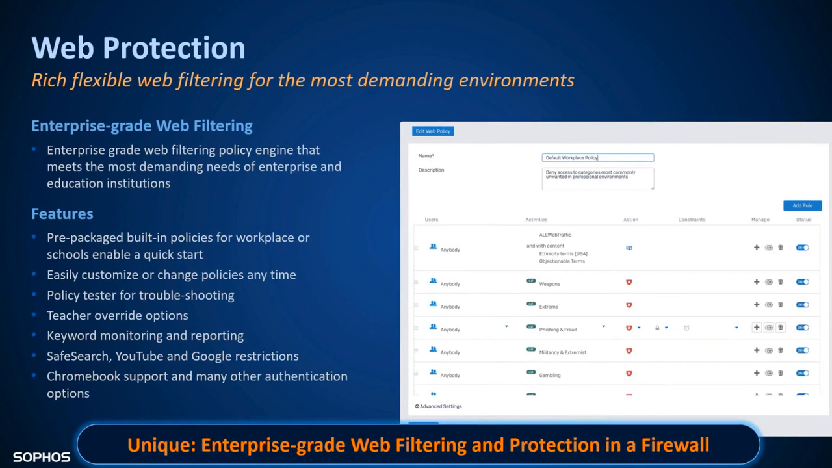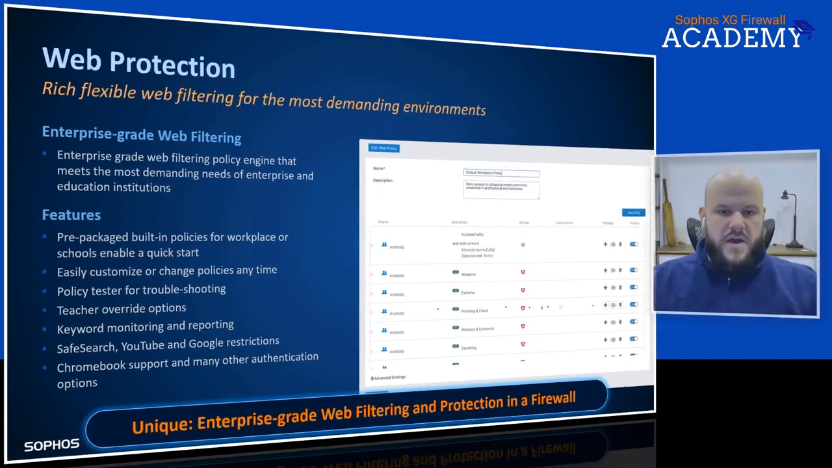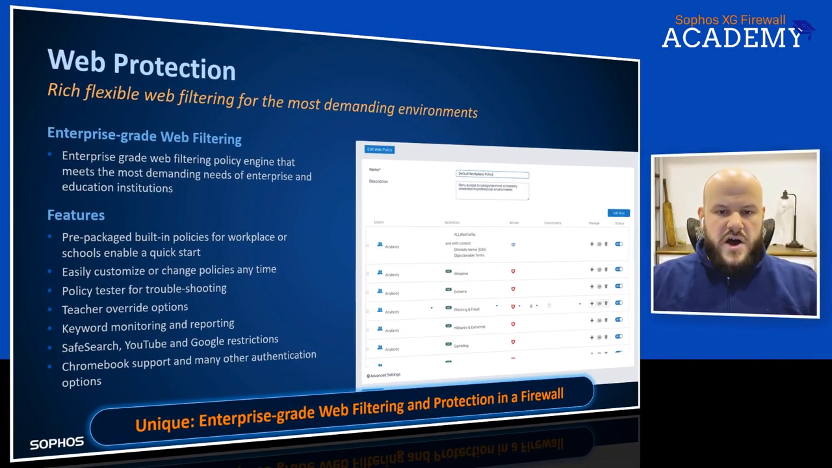Another important control is web filtering. The Sophos XG Firewall provides a simple and intuitive interface to configure and deploy web protection policies. You can quickly deploy a pre-packaged built-in policy for your workplace or school environment, blocking a range of unwanted web traffic quickly and easily out of the box. The pre-packaged policies can also be modified to suit your specific needs.